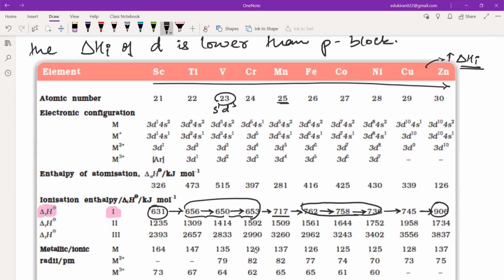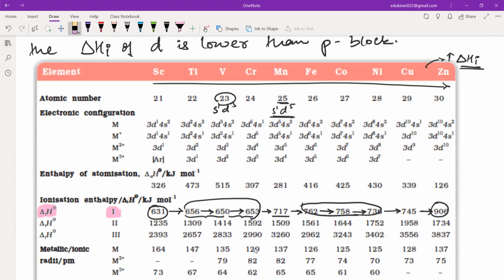Now, when I go from chromium to manganese, there is s1 and there is d5. In manganese, I had initially s2, which was fully filled, and now I have a half-filled subshell. It was completely stable earlier because it is fully filled, and this is half-filled, so this is a very stable system. Now, if I remove 1 electron from the s subshell, we have an unstable system. That is why this delta H is larger.